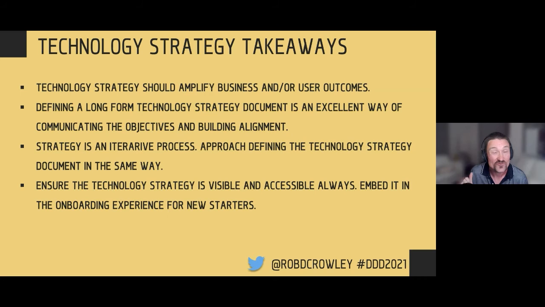So technology strategy really needs to amplify the business or user outcomes to be effective. And defining a long-form technology strategy document is really a great way of building alignment around it and making it real. And just like strategy, take an iterative approach for it. And it is only going to add value if it's visible and accessible. So I strongly encourage new starters to have the technology strategy as part of their onboarding process so that they read it, make it real. So it's not just a document that lives on a file share somewhere or some storage in the cloud. Again, make it real and have your teams talk about the principles when they're making decisions locally.